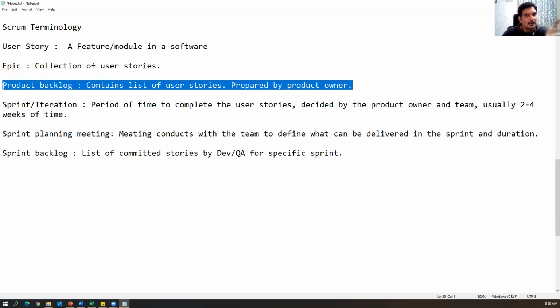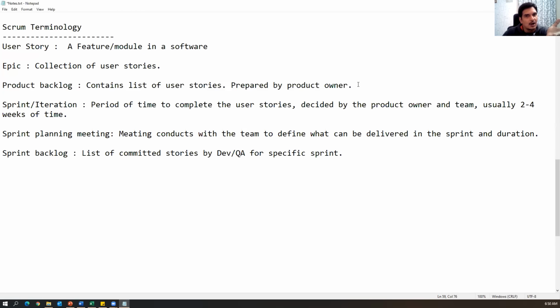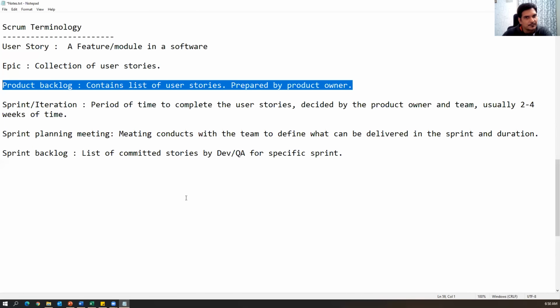backlog, but we are not going to develop and test all the stories in one sprint. We will define multiple sprints. We will implement and test those stories in multiple sprint cycles. And the stories we are going to develop and test in a particular sprint, those stories come under the sprint backlog.